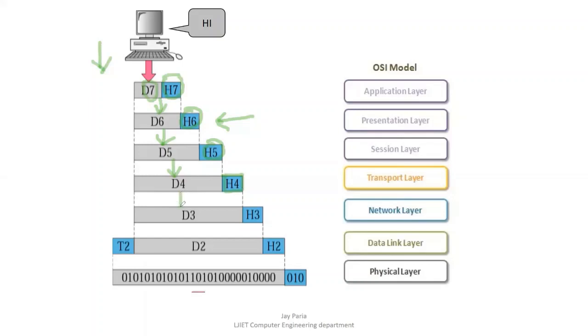Again it will be passed to the network layer. Again the header is added. It will be passed to the data link layer. The header and trailer will be added. It will pass to the physical layer. Again the header will be added.